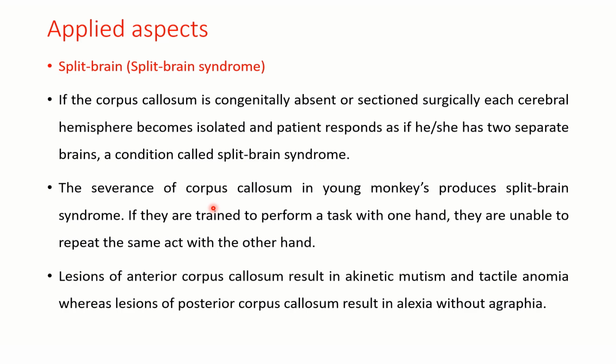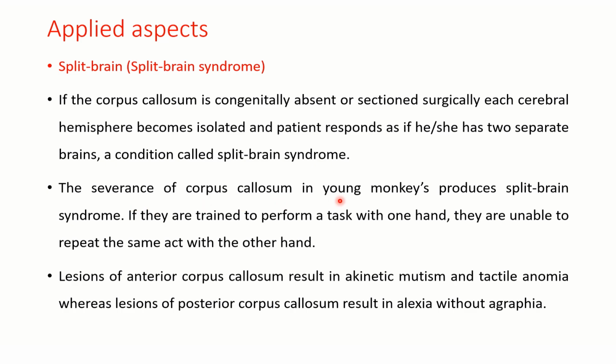So now the applied aspects. The most important one is the split brain syndrome. That means if the corpus callosum is cut, the two cerebral hemispheres become separated and each cerebral hemisphere becomes an individual brain. That is called split brain syndrome. If the corpus callosum is congenitally absent or sectioned surgically, each cerebral hemisphere becomes isolated and the patient responds as if he or she has two separate brains, a condition called split brain syndrome.